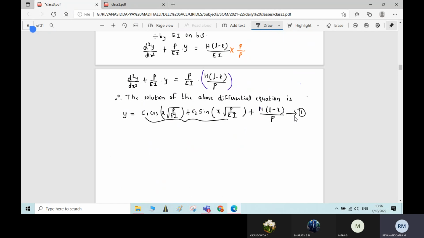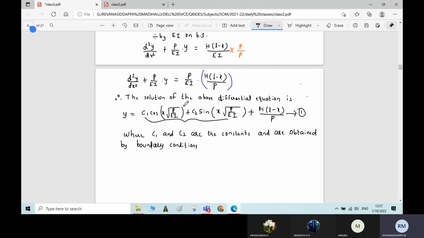Now we have written the solution of the equation. This is the first step. The second step is to apply the boundary conditions to get the constants of integration C1 and C2. Below, write a sentence: where C1 and C2 are the constants and are obtained by applying boundary conditions.